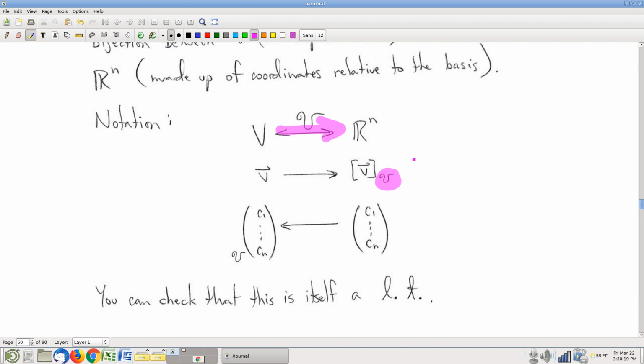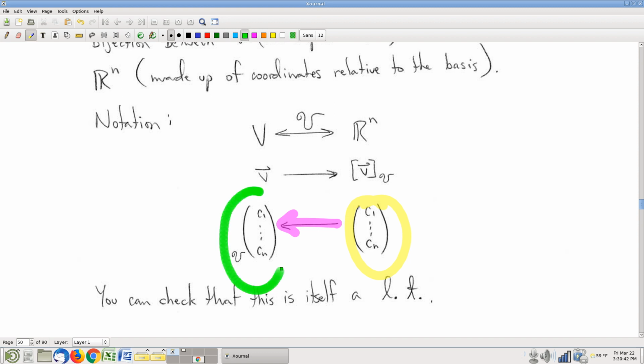That's the book's notation. It's a very common notation. I like it. We're going to use it. Here is a different thing that you can do. You can go the other way. You can say, suppose I have a list of coordinates. What is the vector that has those numbers as its coordinates?